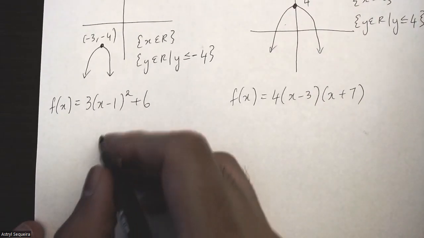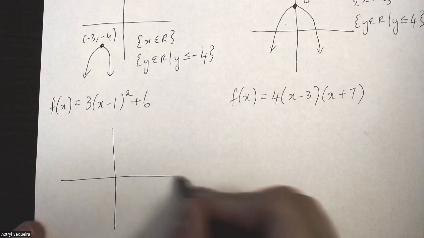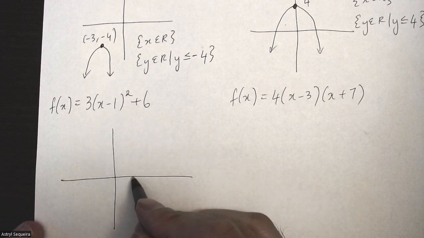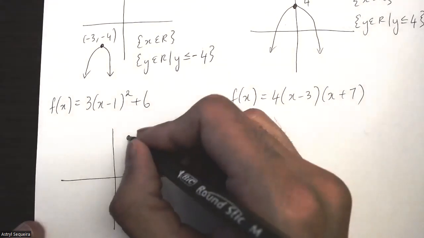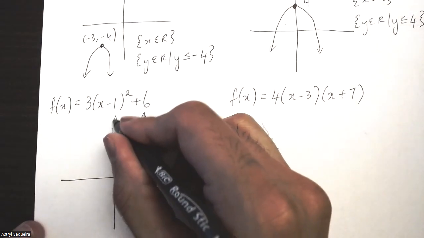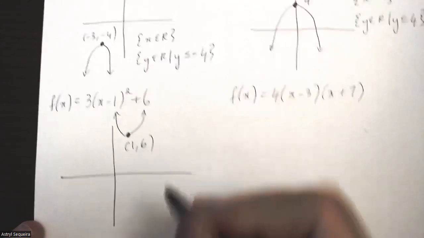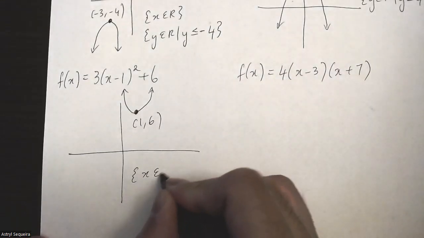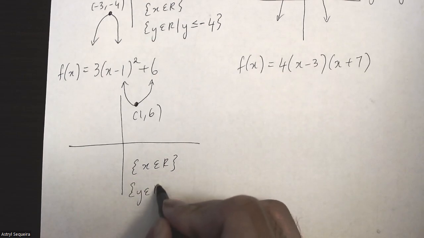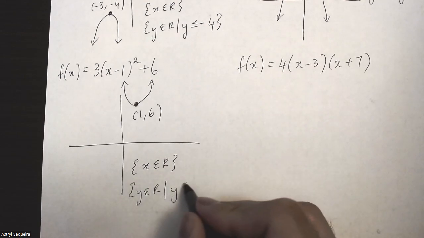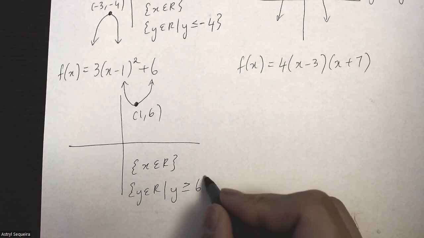This one here again is in vertex form. You can tell the vertex straight away is positive 1 and positive 6. And a positive a value, so the graph opens up. Domain is all real numbers, and range is all real numbers greater than or equal to 6.